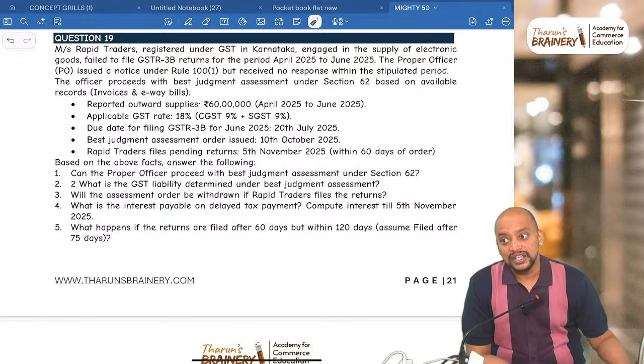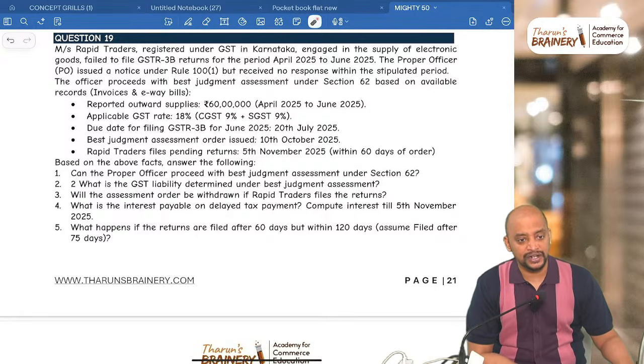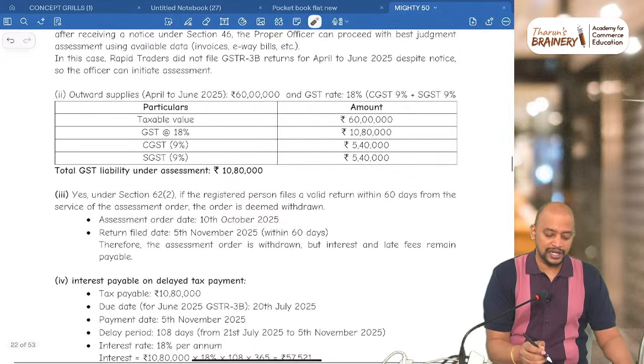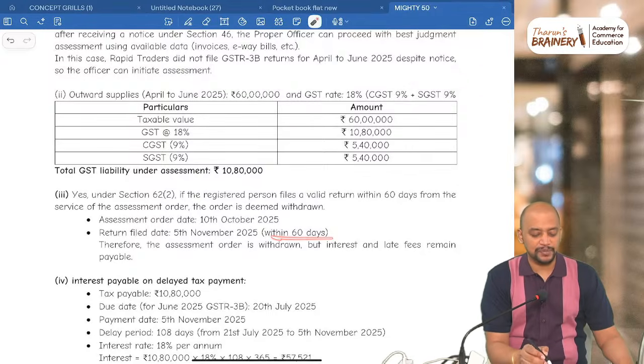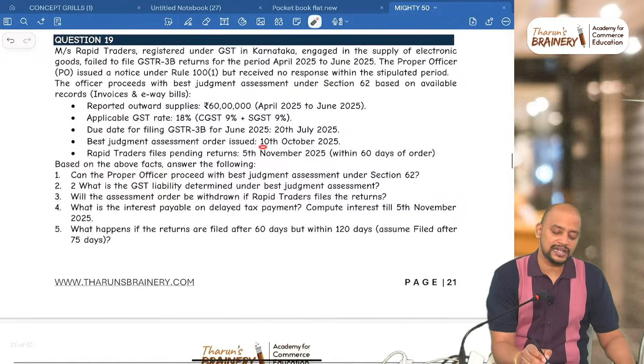Third part of the question: will the assessment order be withdrawn if Rapid Traders file the return? Yes. If they file the return within 60 days, the best judgment assessment order will be withdrawn and the tax will be payable as per the returns. That point we need to write. So within 60 days from the best judgment assessment order date. What is the order date?